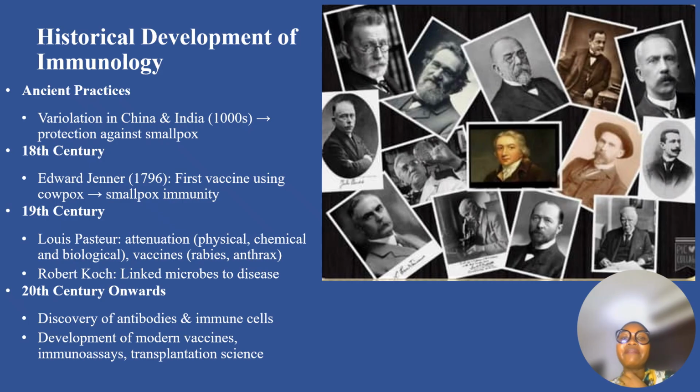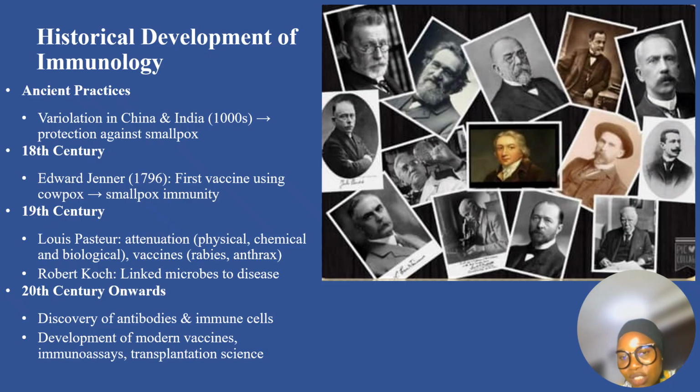So we have Robert Koch, who demonstrated how specific microbes could be linked to specific diseases, which laid the foundation for modern microbiology and experimental immunology. Then in the 20th century onward, immunology grew into a modern scientific discipline. Researchers discovered antibodies and immune cells, which explain how the body recognizes and destroys invaders. Modern vaccines were developed for diseases like polio and measles, saving millions of lives.